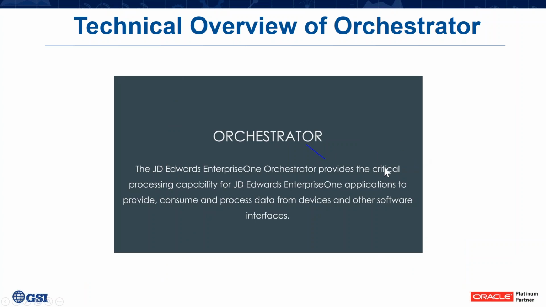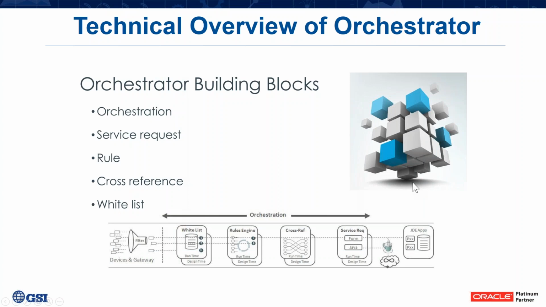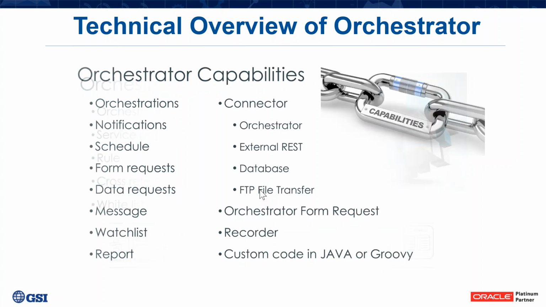So the Orchestrator provides critical processing capability for E1 applications. It allows you to consume and process data from devices and other software interfaces. And again, this material comes directly from Oracle. I'm not going to take credit for it. This demonstration really isn't about what an orchestration is, or what a service request, rule, cross-reference, and whitelist are. We have a whole webcast on this. You can read about it. You can YouTube. You can go to GSI's website, and we definitely have webcasts that explain exactly what these are, and actually create a sample for you.